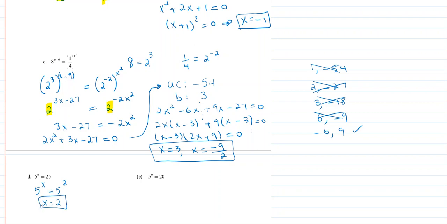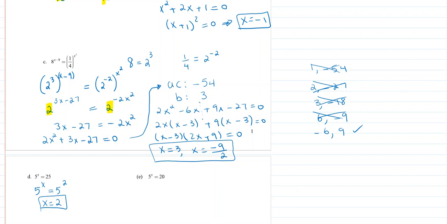So that one's pretty intuitive too. You ask yourself, 5 to what power gives you 25? The answer is 2. But then you get to this one and you say, 5 to what power gives you 20? So 5 to the first power is 5. 5 to the second power is 25. The answer is somewhere between 1 and 2. I talked about this a little bit in the last video at the very end.